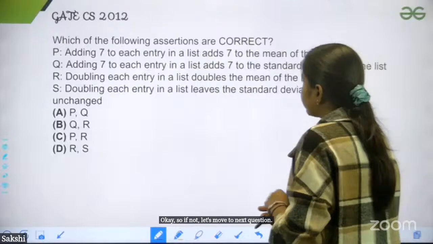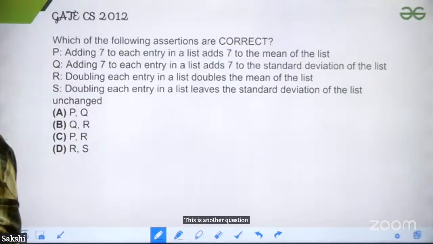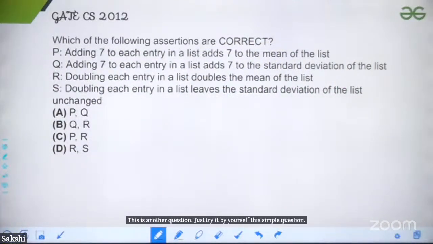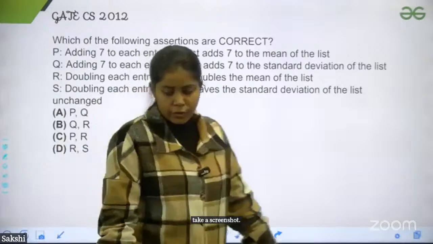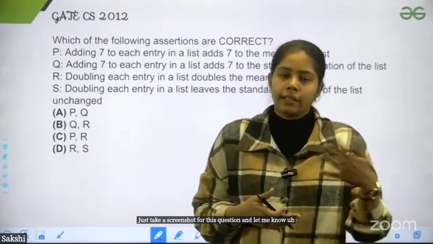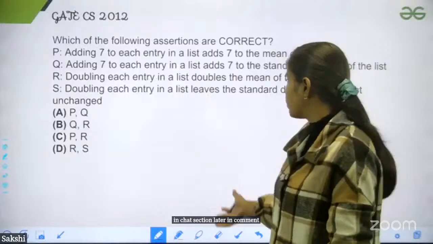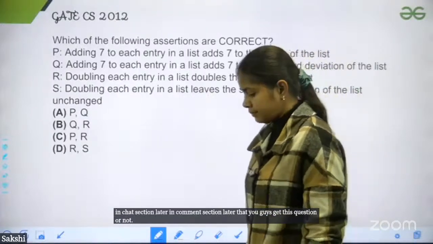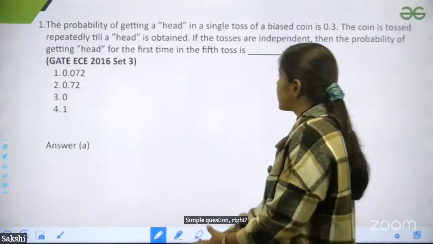This is another question. Just try it by yourself. This is a simple question based on mean and variance. Guys, just try it by yourself. Just take a screenshot for this question and let me know in the comment section later whether you get this question or not. Simple question, right?